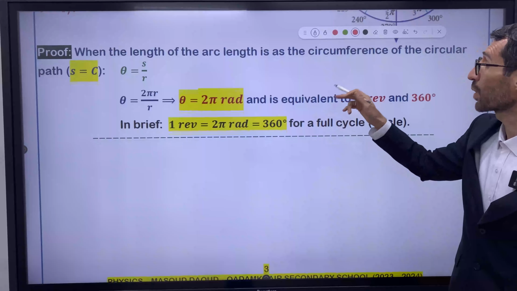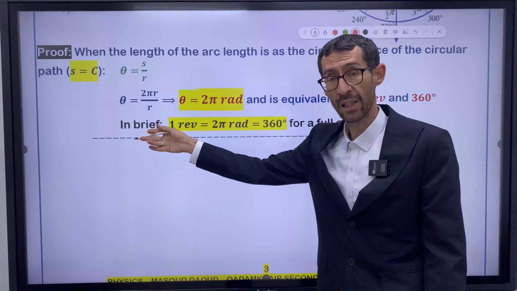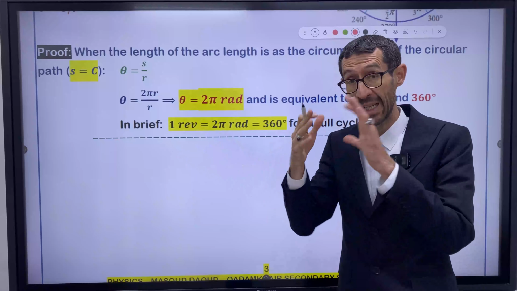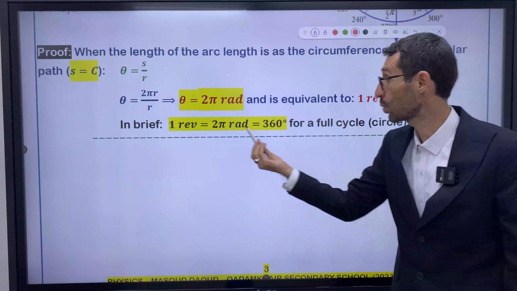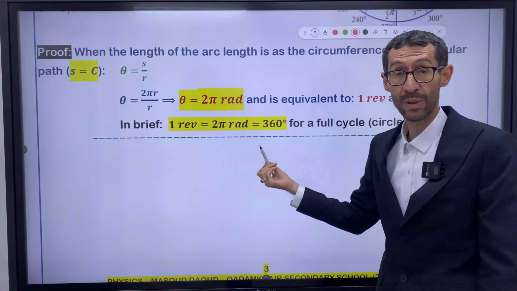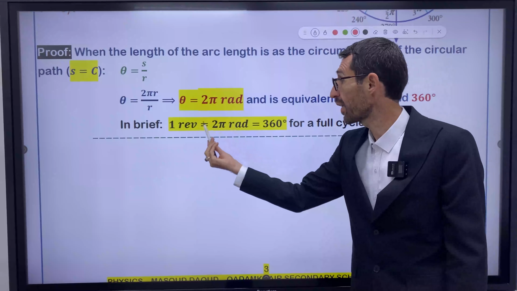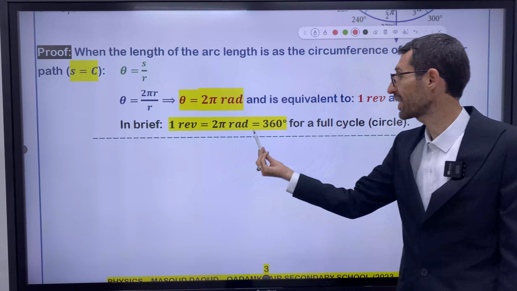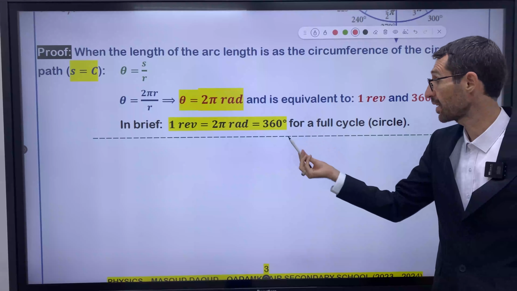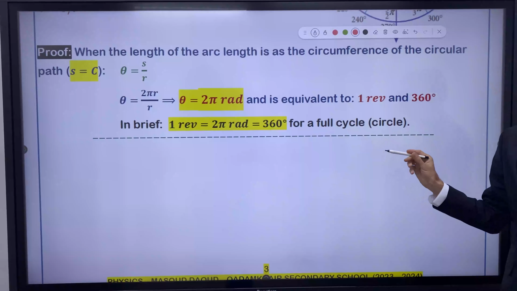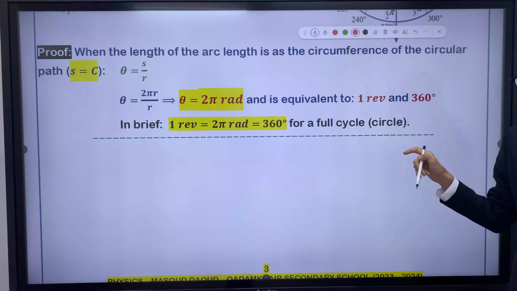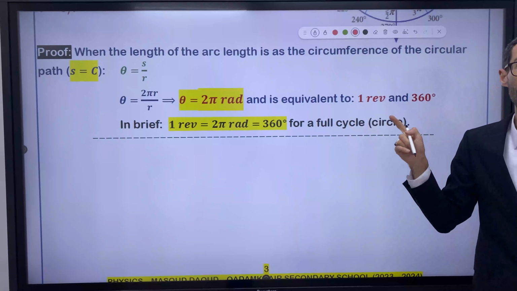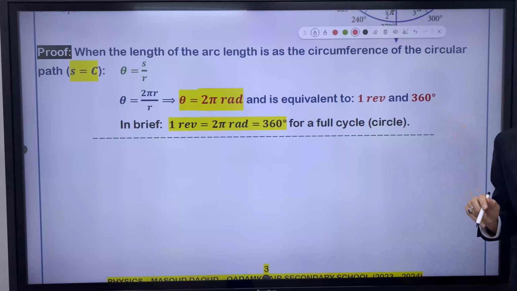So what's our goal actually from the proof? In brief, we can conclude our result into this relationship: 1 rev is equal to 2 pi rad and is equal to 360 degrees for a full cycle. It's true only for a full cycle, or a full circle, or 1 revolution.